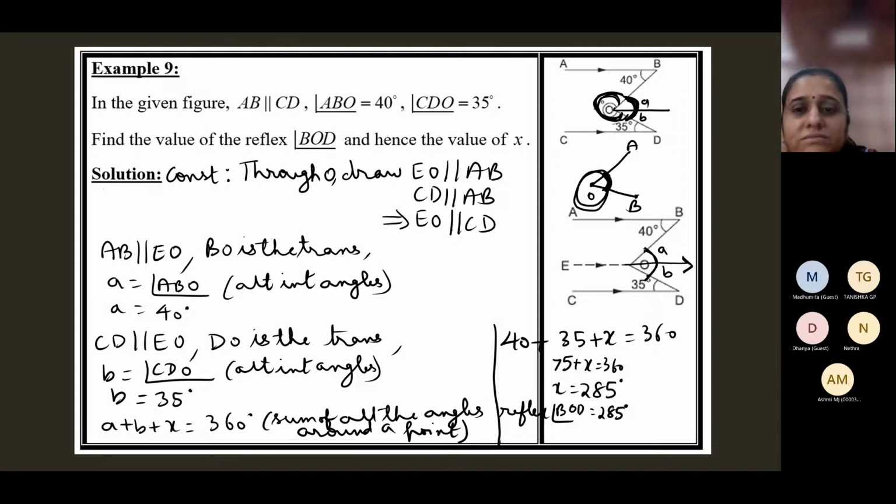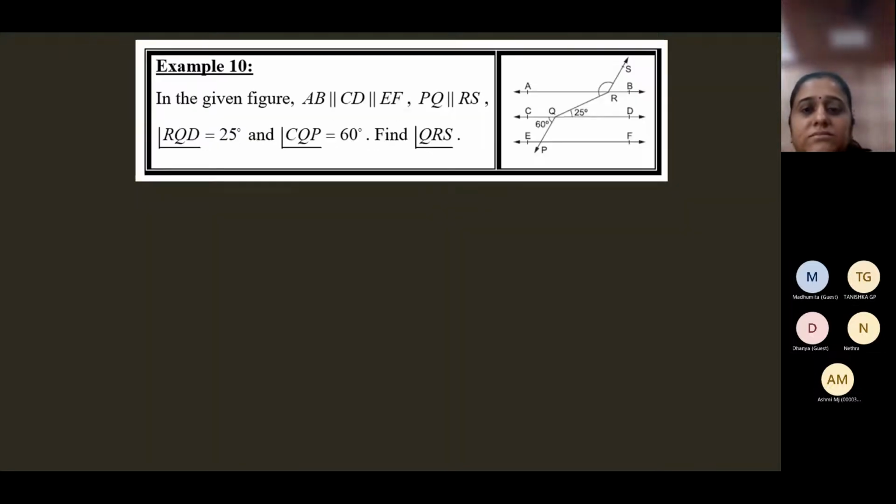Finished, children? Yes, ma'am. All right, take down the figure and find QRS.